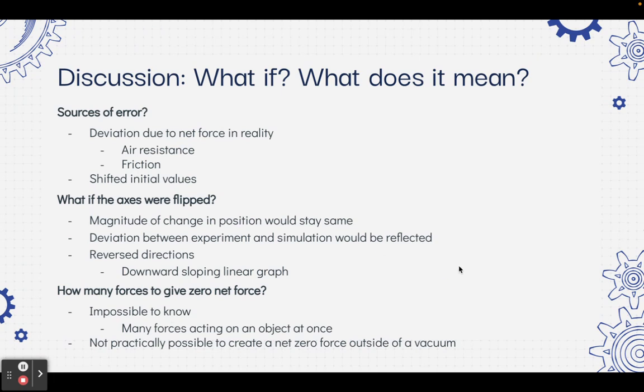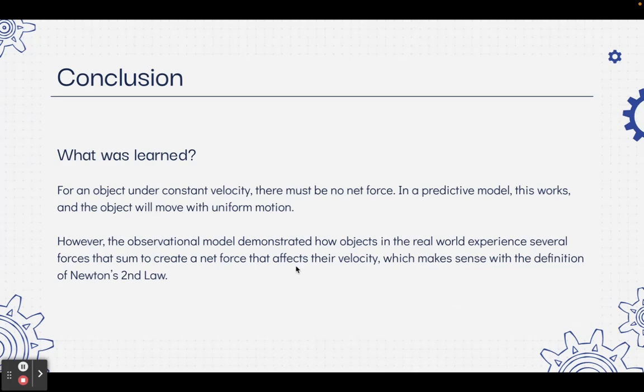outside of a perfect vacuum. So in conclusion, we learned that for an object under constant velocity, there has to be no net force, and in a predictive model, this is valid, and the object will move with uniform motion. However, the observational model demonstrates how objects in the real world actually experience forces that sum to create a net force that affects velocity, which makes sense with the definition of Newton's second law.